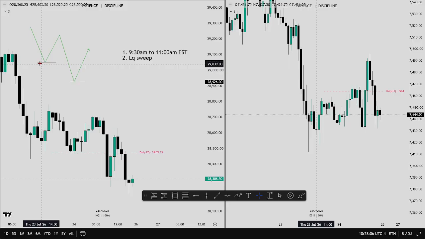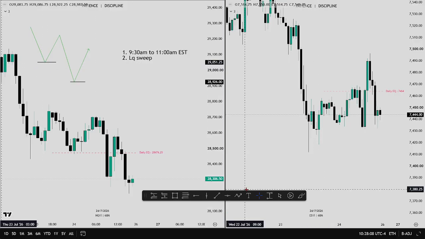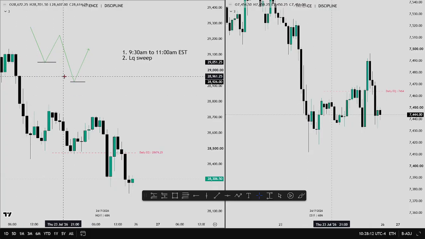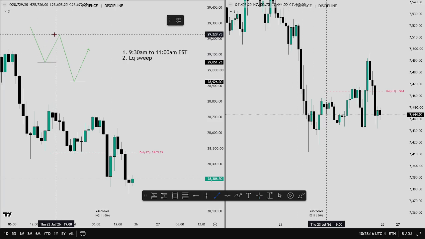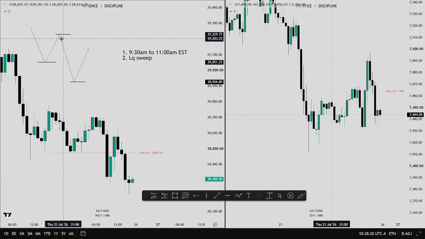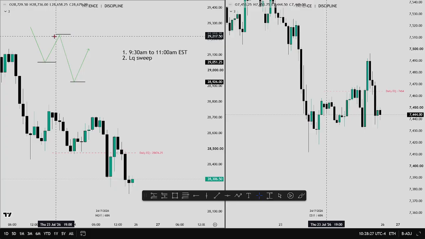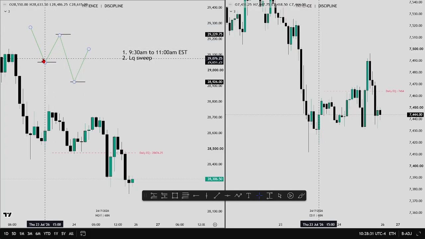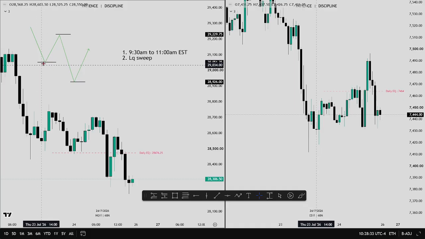So if it's a swing low like this, we call it sell stops. Sell stops rest below the swing low. And swing highs like this have buy stops. So liquidity rests on top of swing highs in the form of buy stops, and liquidity rests below swing lows in the form of sell stops.